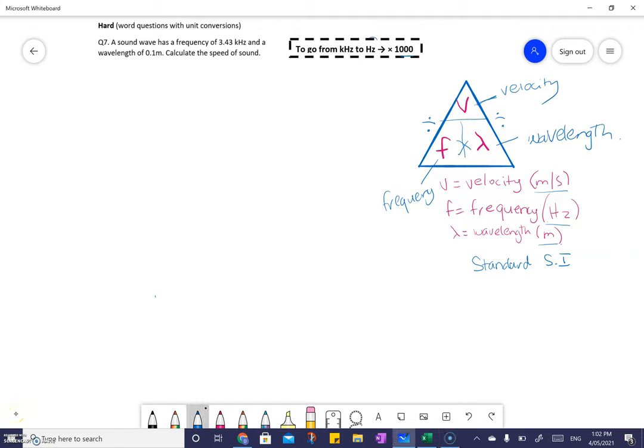Okay, so with these harder questions, they're actually not that much harder. All it is, you have to get the information out of the sentence. So you just have to practice that. So let's see what we can see.